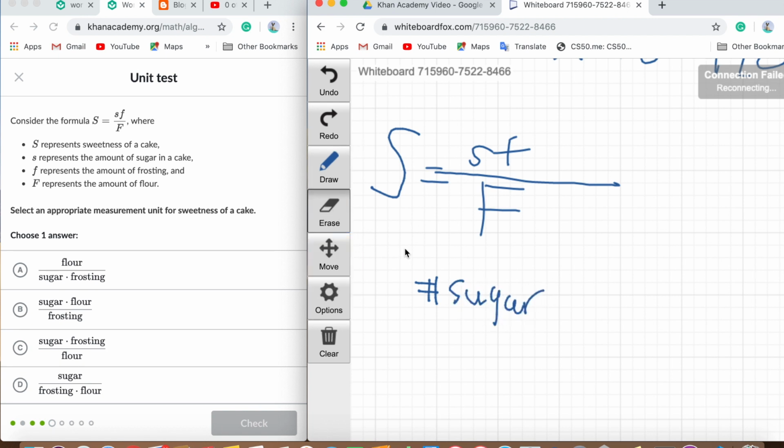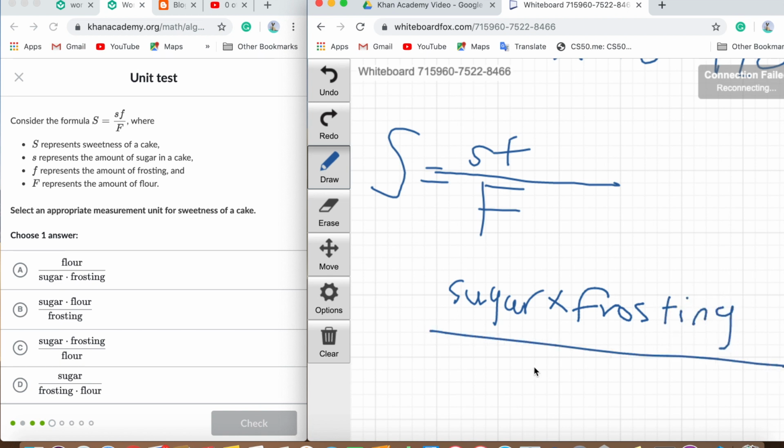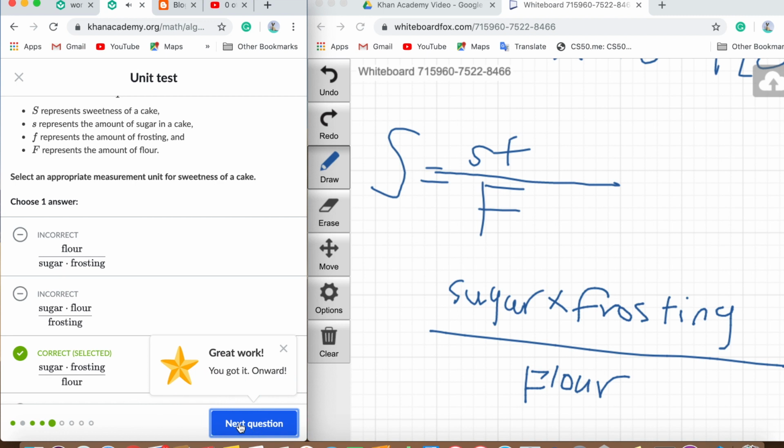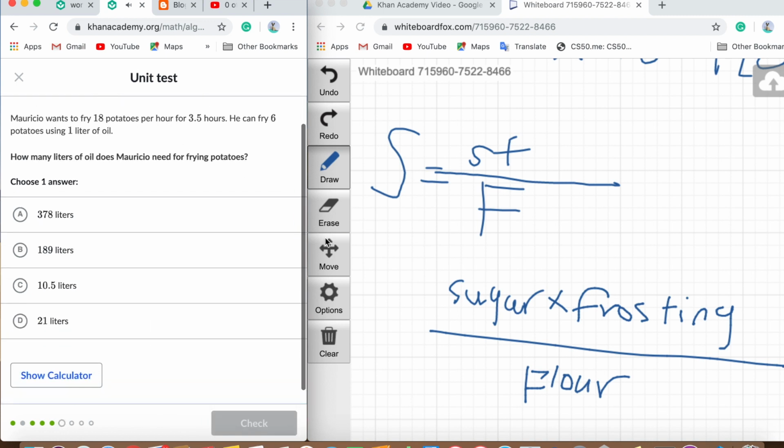Actually, I don't think I need this. The amount of sugar multiplied by F represents the amount of frosting. And then F means amount of flour. You just consider these as variables, okay? And then plug their actual definition in. So let's find exactly the same, which should be this one: sugar times frosting divided by flour. Yes. Next.